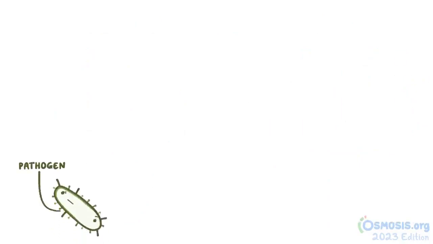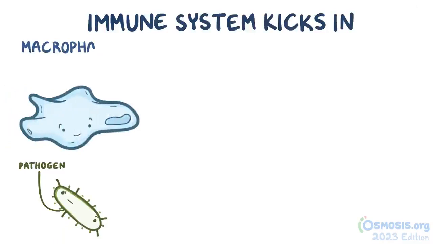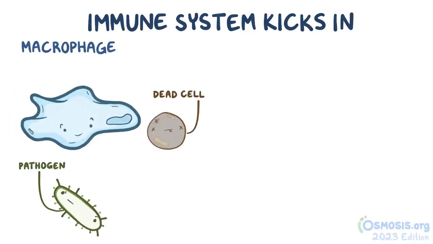Now, if a pathogen happens to get in, then the immune system kicks in, and it usually starts with the macrophage, which is the garbage truck of the body. Macrophages eat up dead and dying cells, so that the tissue doesn't get cluttered with them, and that makes room for new cells. They also eat invading pathogens.